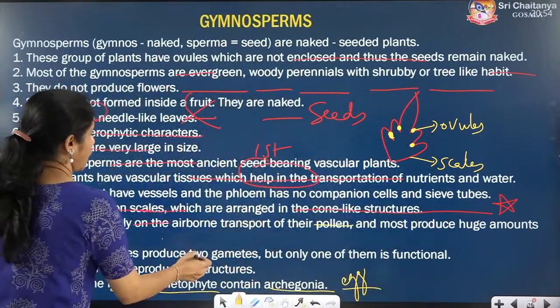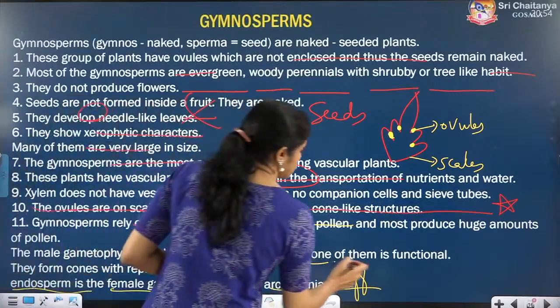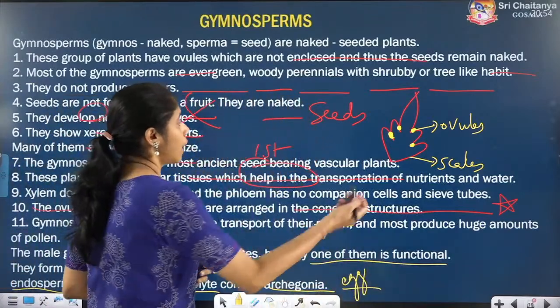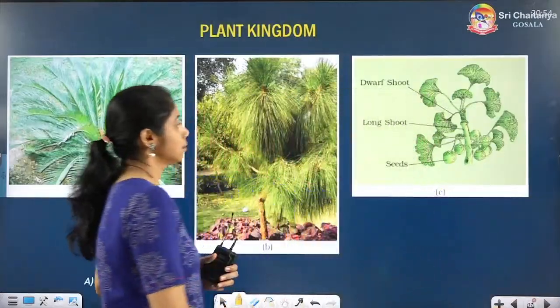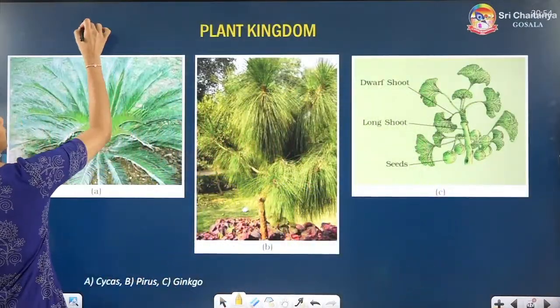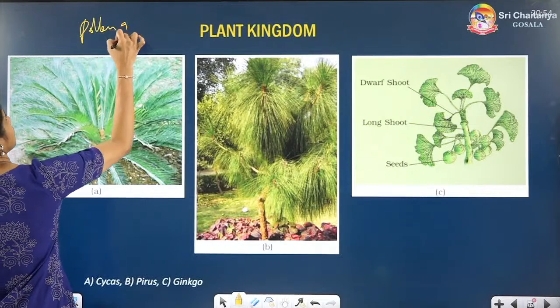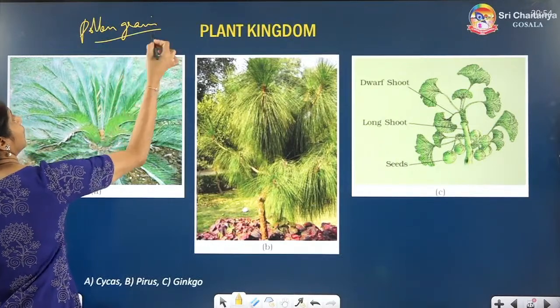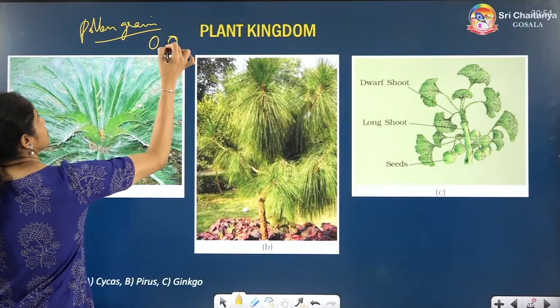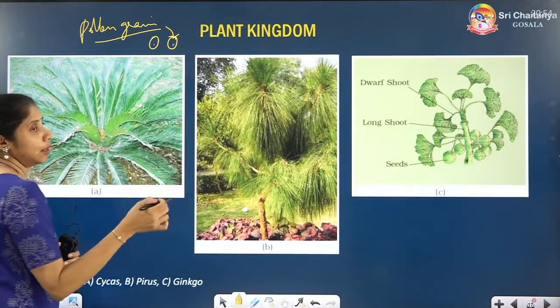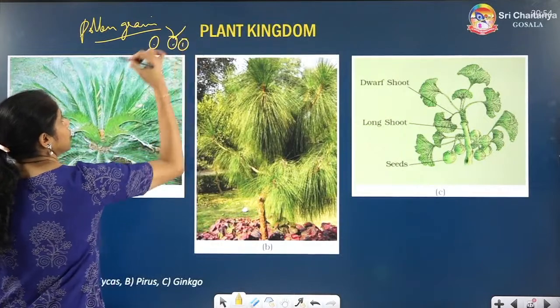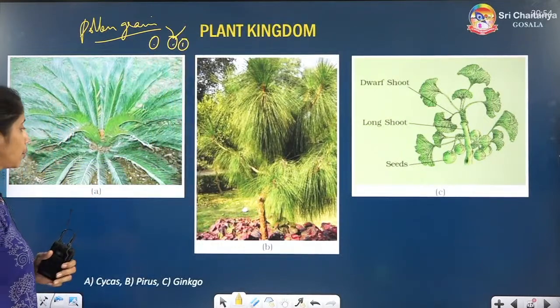In pollen grain we have two gametes, in which one is functional. So you have to imagine one is pollen grain. Okay, imagine here this is the pollen grain. It will have two gametes like this. They may be motile or they may be non-motile, but one is functional. This one is functional. It is called as male gametophyte.